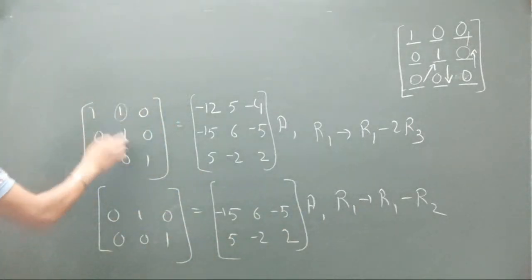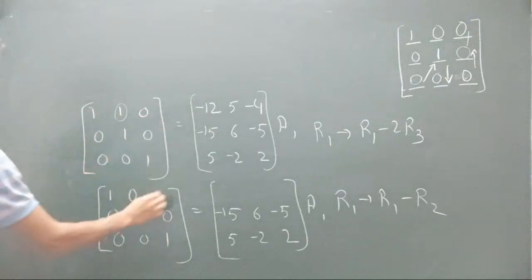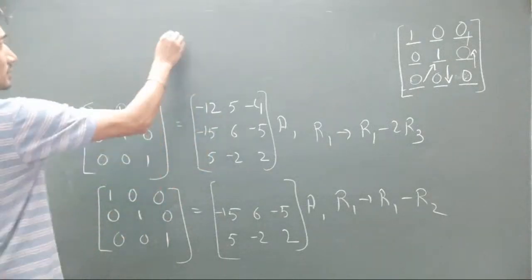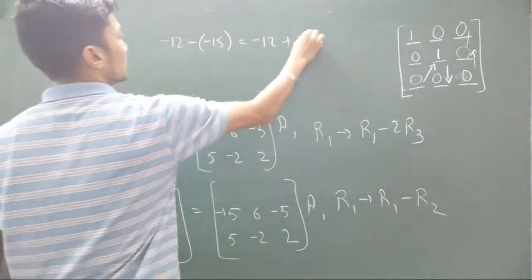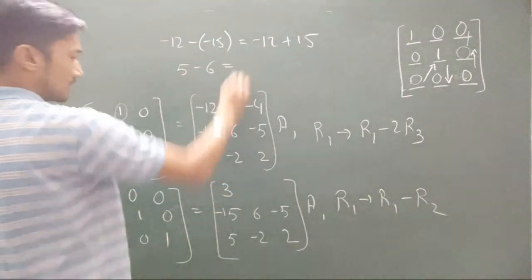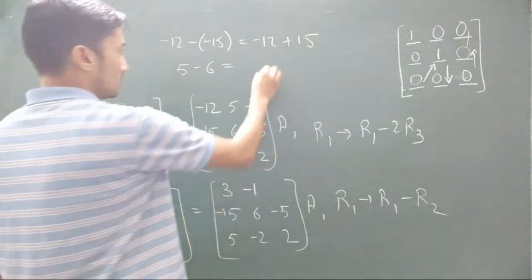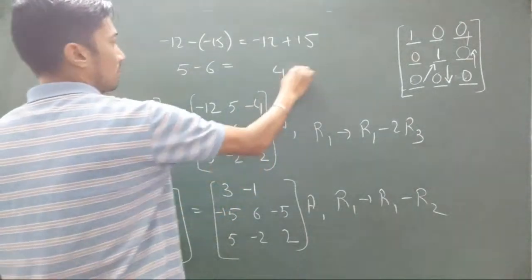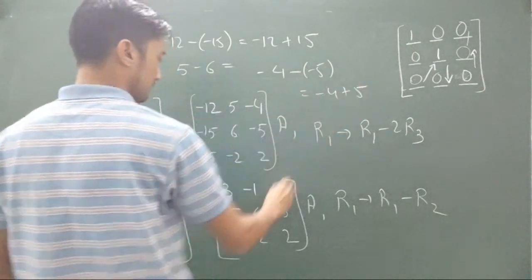So here I just need 0, so I'll just subtract. So 1 minus 0, 1. 1 minus 1, 0. 0 minus 0, 0. Minus 12 minus 15, minus minus. So minus 12 plus 15. That's 3. 5 minus 6, minus 1. Minus 4 minus minus 5, so minus 4 plus 5, that's 1.